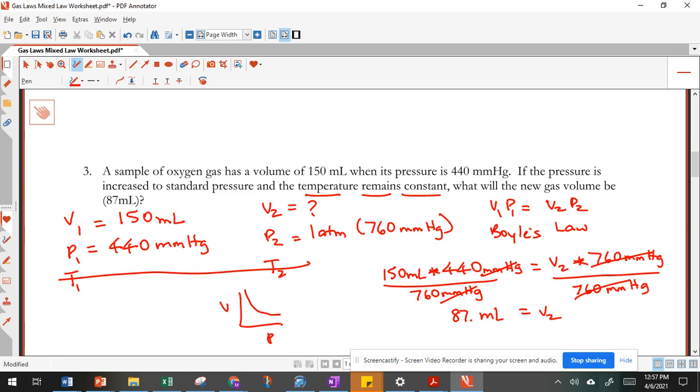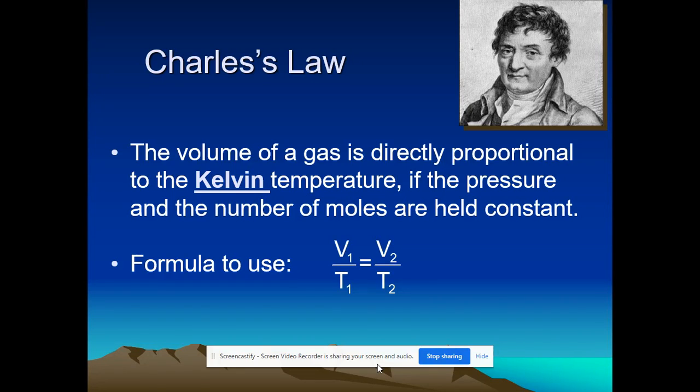So now we're going to do Charles' Law. Okay, so the next law that we're going to be going over is Charles' Law. So this law says that the volume of a gas is directly proportional to the Kelvin temperature. This is underlined because your temperature has to be in Kelvin for this law to work. And for this law, we're holding the pressure and the number of moles constant. So if you see here, we have V1 over T1 is equal to V2 over T2.